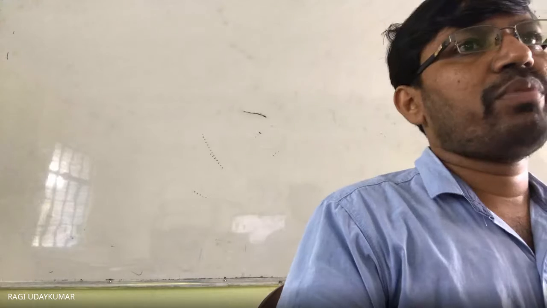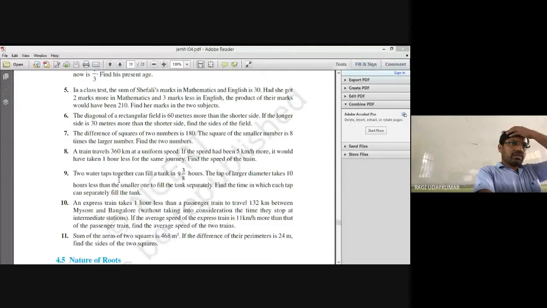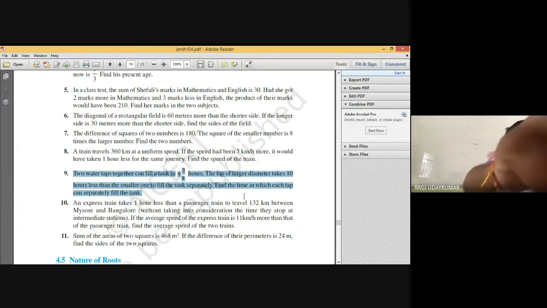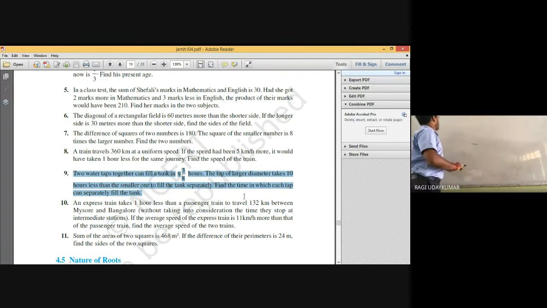So in exercise 4.3, ninth question, see here. Two water taps together can fill the tank in 3/8 hours. And the tap of the larger diameter takes 10 hours less than the smaller one to fill the tank. Okay.